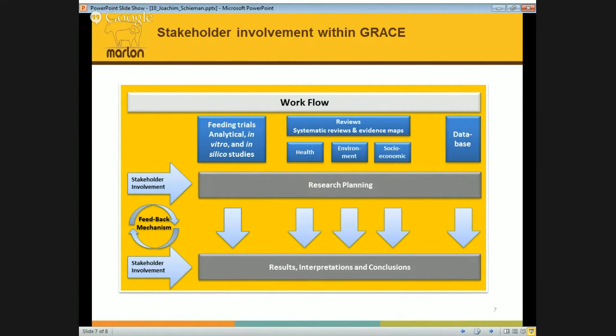So therefore, do not expect from me now here that I will tell about some conclusions, recommendations based on GRACE, because this needs clear stakeholder involvement, and I will not do it before stakeholders have been involved in interpreting our data and our results.